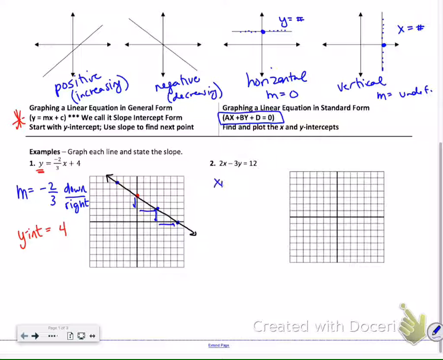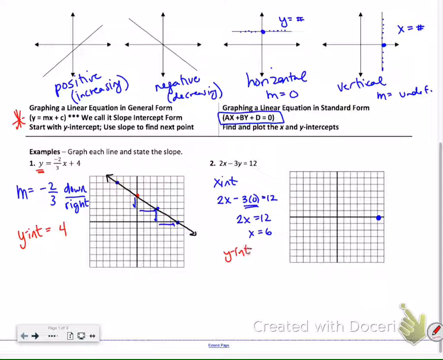So if we want to find our x-intercept, remember we plug 0 in for y. So 2x minus 3 times 0 equals 12. Well, of course, this is just 0. So 2x is equal to 12. X is equal to 6. And then plot that point. 1, 2, 3, 4, 5, 6. Okay, it's an x-intercept that goes on the x-axis.